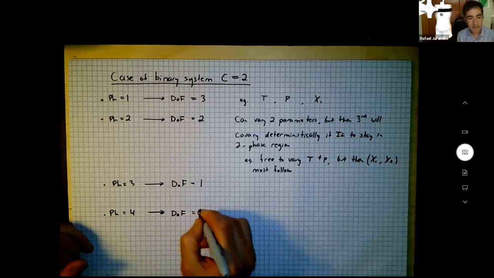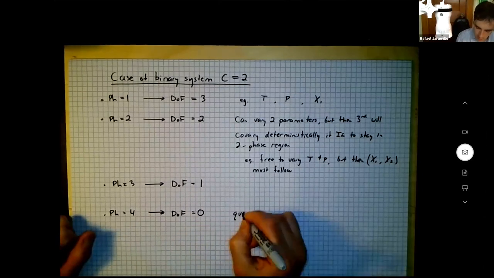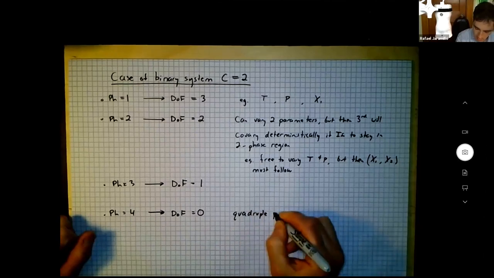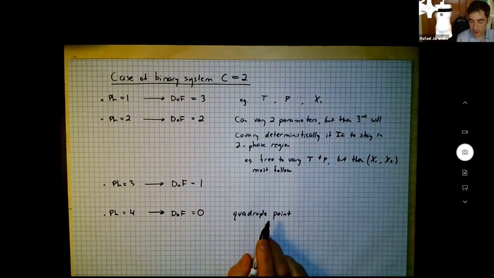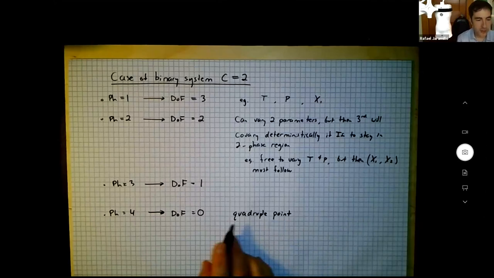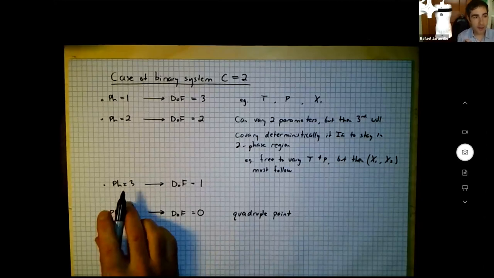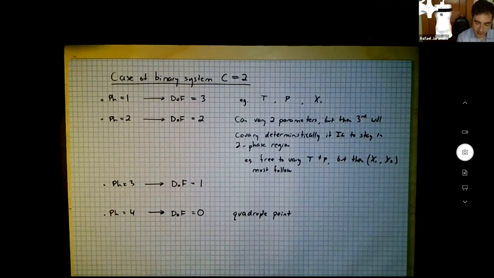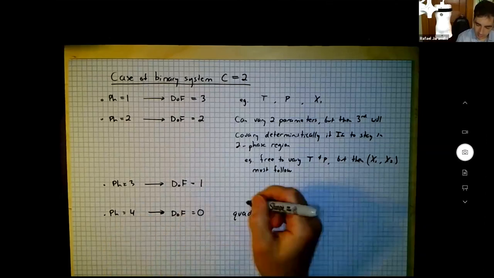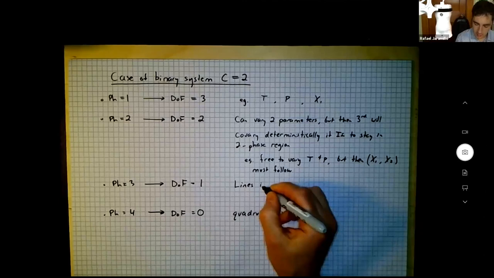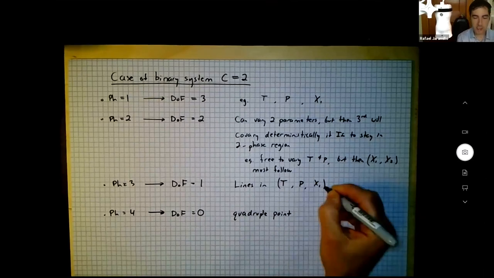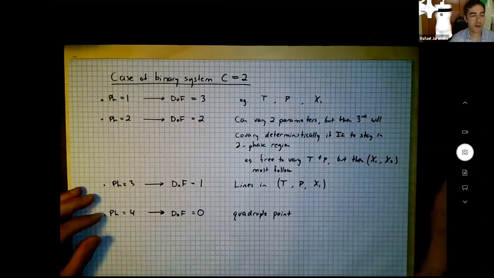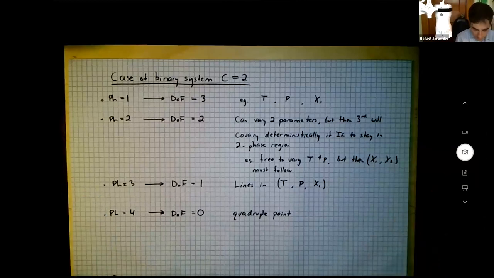So before, we couldn't have four-phase equilibrium with unary systems. That wasn't allowed. Now we can. And we see that in nature. And before, we had three-phase regions, those were called triple points, and they were points in unary phase diagrams. They couldn't vary. Now, three-phase regions are lines in temperature, pressure, composition space, right? In this three-dimensional space, these three-phase regions are lines. Okay. So I'm done on the board for now.